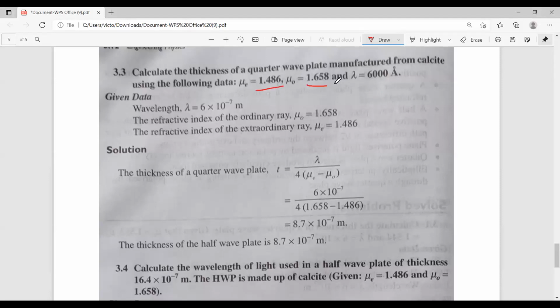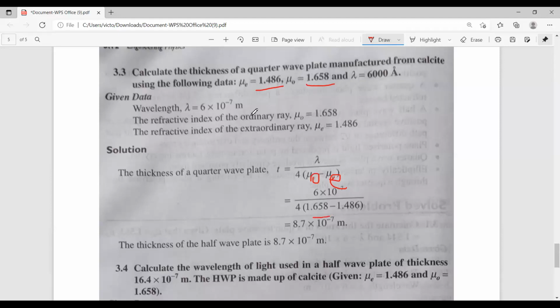Here you observe that in the previous problem, μE value is high as compared with μO. But in this problem, μO value is high as compared with μE. So that's why in substitution of the formula, we use μO and μE. For a quarter wave plate the expression is t is equal to lambda by 4 (μO minus μE).